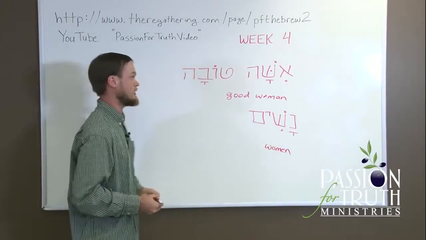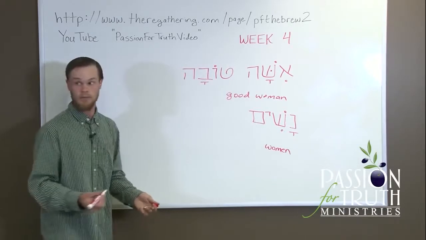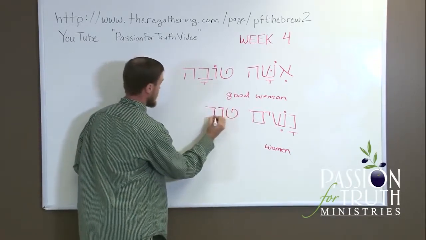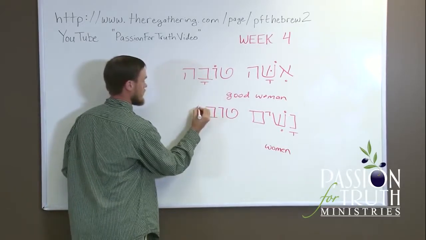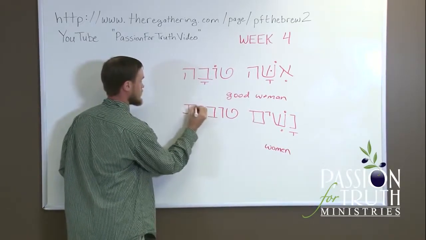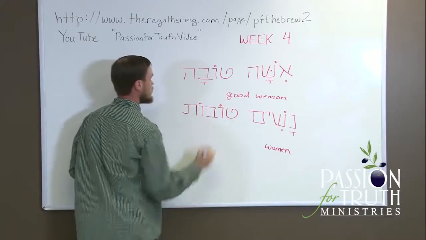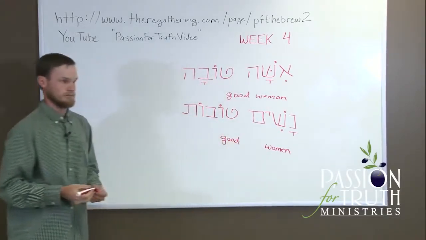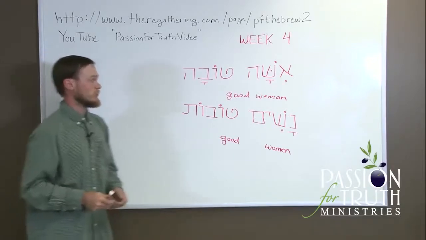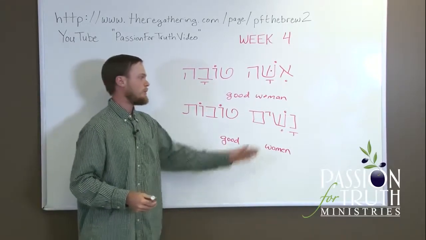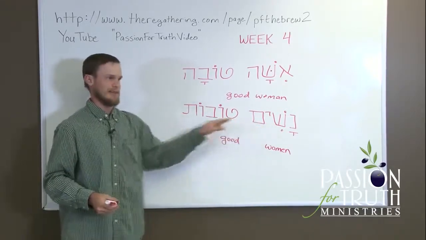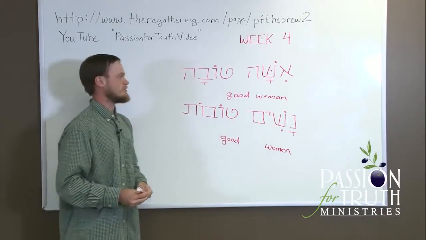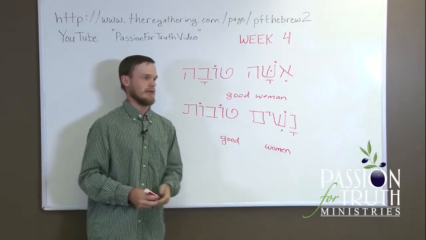Feminine plural noun, Nashim. So if we're to speak of good women, we don't add the masculine ending, we add the feminine ending. So this becomes Nashim Tovot. Good women. So with the irregular plurals, we don't have that same parity that we like to see at the endings of the words, and that helps us to remember them so well. It is just something to be aware of, though, that these irregularities do occur.